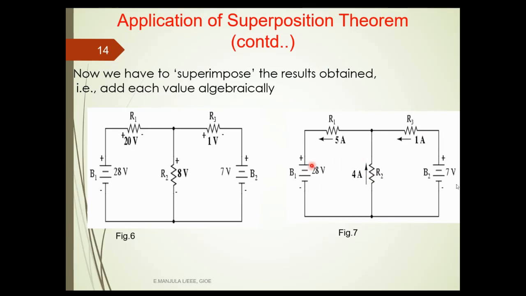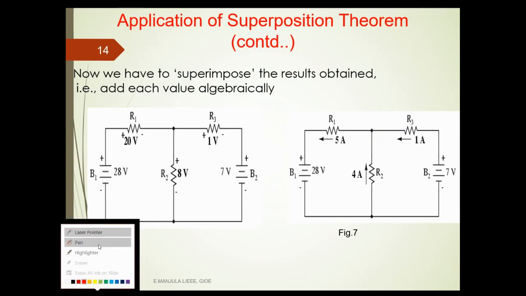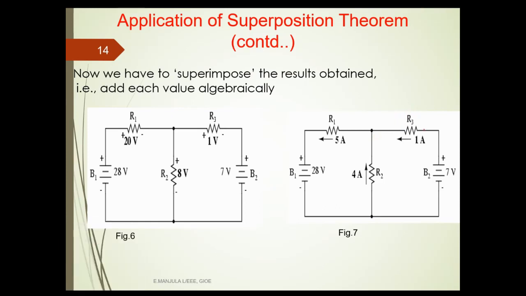Okay, so this is the total current direction after superimposing both the networks. Finally, we can find out the voltage drop here. What is the resistance here? Resistance should always be written so that it will be easy for us. Okay, this is 1 ohm. This is 4 ohm. And this is 2 ohm.